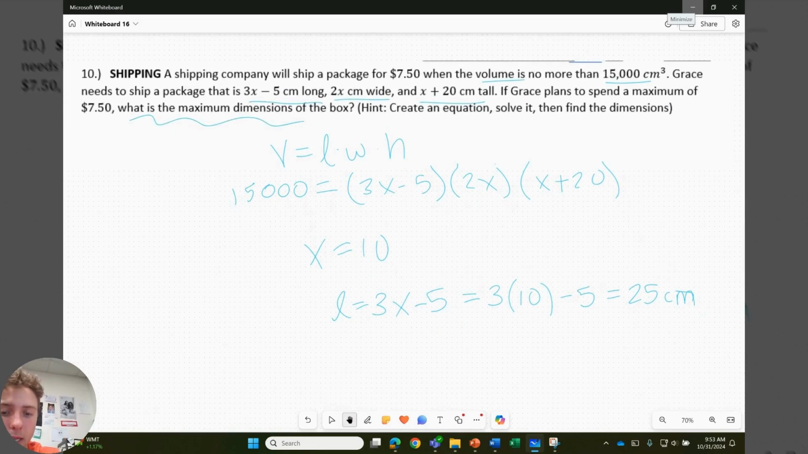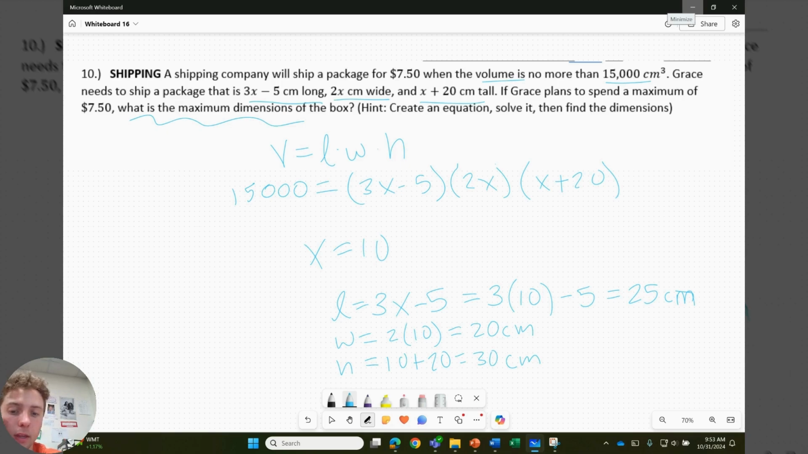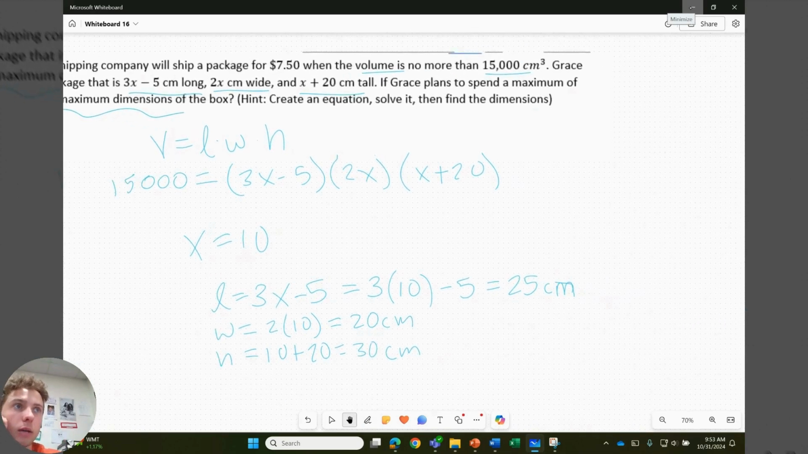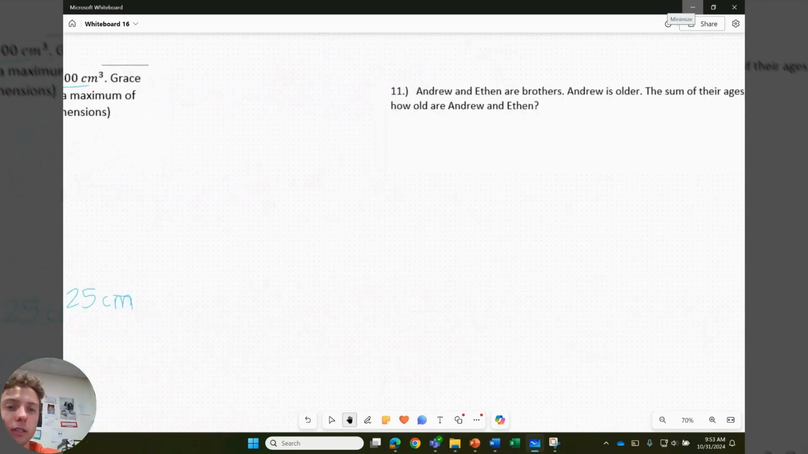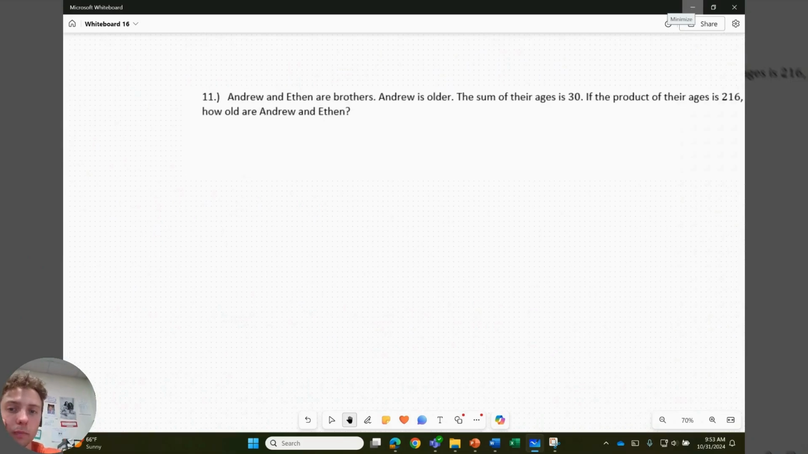We do the same thing with the width as well as the height. We know what x is equal to, so now we can replace it to find the actual dimensions. 20 centimeters for the width, and I believe the last one comes out to 30 centimeters for the height. Those are the dimensions she would need to have a box that is 15,000 centimeters cubed in volume.